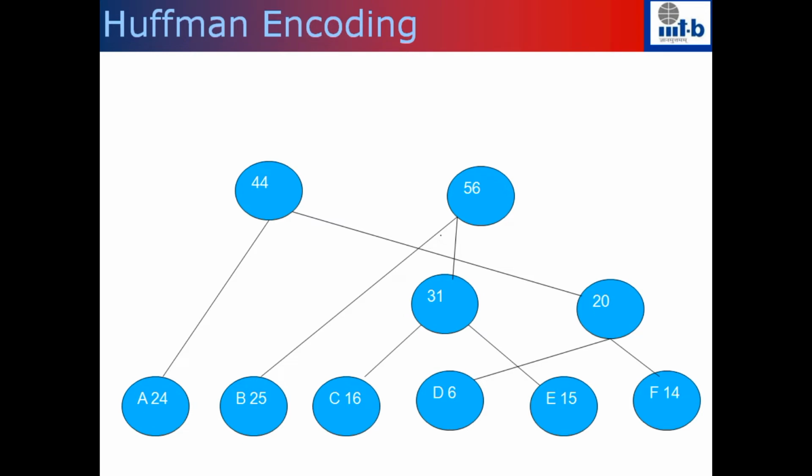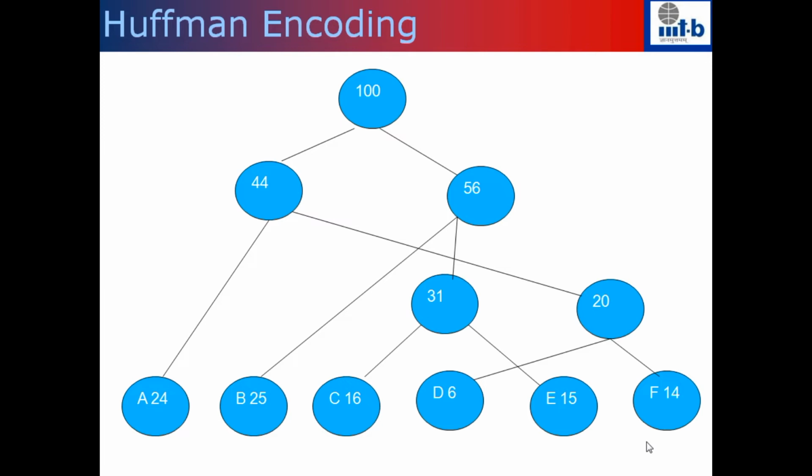I combine them and make it as a node. So this 25 plus 31 is 56. Now only 44 and 56 is left. So what I do is that I combine them and make a tree, and you know that the total is 100.